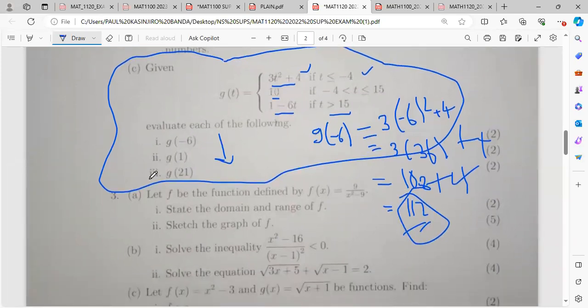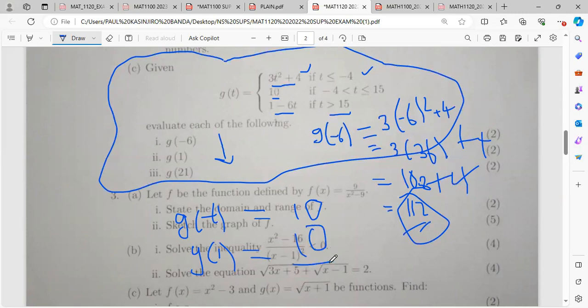Then on this g of 1, it means we are using this equation here. So g of t there is just equal to 10. So when you have your g of 1 there, it's just the same as 10. Whenever you have a number that is between minus 4 and 15, your answer will always be 10. Doesn't matter what you input here. g of 1, g of 2, g of whatever, as long as it's in between these two numbers, the answer will always be 10. So here you are done.